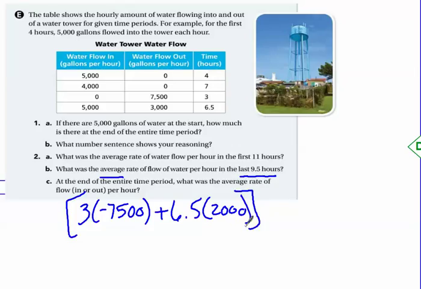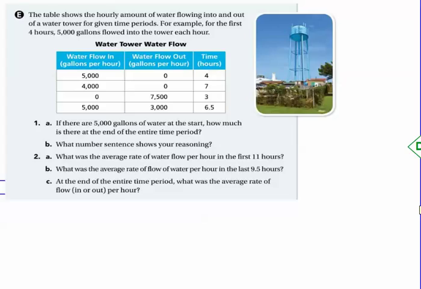Again, that entire quantity I'm going to divide by the 9.5 hours and solve. For C, it says at the end of the entire time period, what was the average rate of flow in or out per hour? We're going to do the exact same thing for C as we did for A and B. I'm not going to show you, but I do expect it to be finished on your coursework.